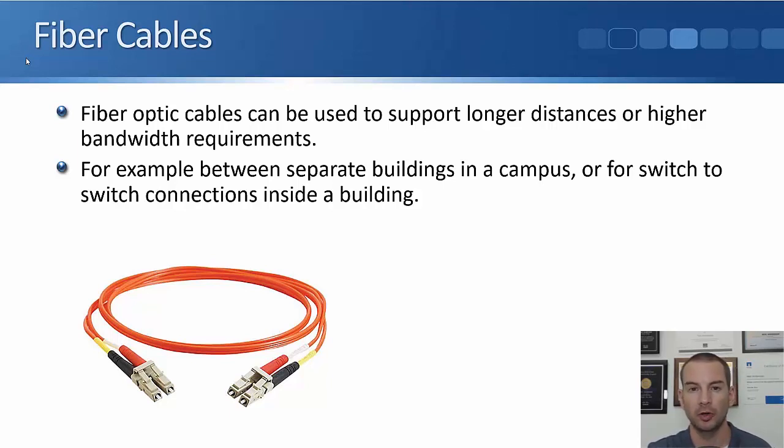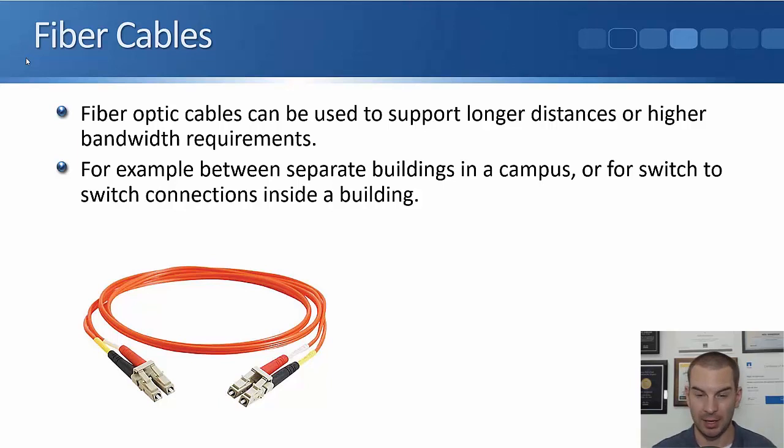Fiber supports longer distances and higher bandwidth than is possible with copper. Kind of places where you use fiber cable would be if you're connecting between 2 separate buildings within the same campus. So again, we're still talking about the local area network here. So all of our PCs in the local area network are going to be in the same building or within the same campus at most.